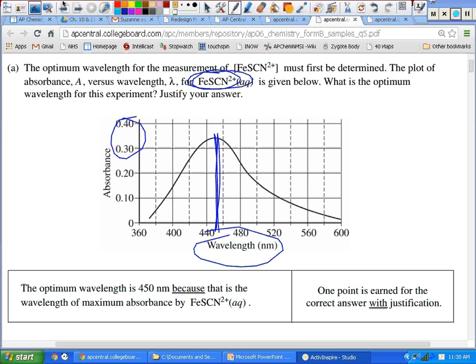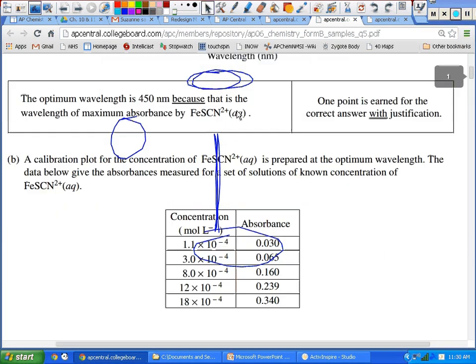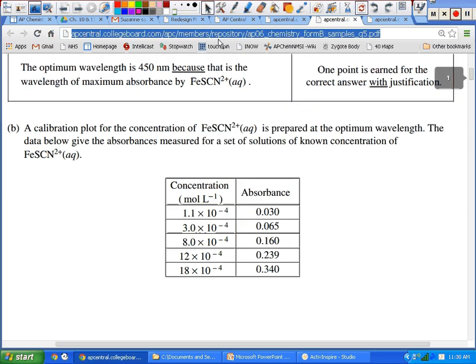So looking at the point clarification, you get 1 point with a correct justification. Is everybody fine with that? Okay. All right.